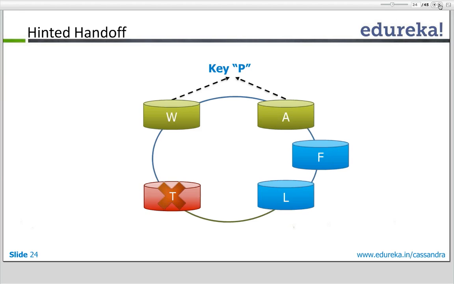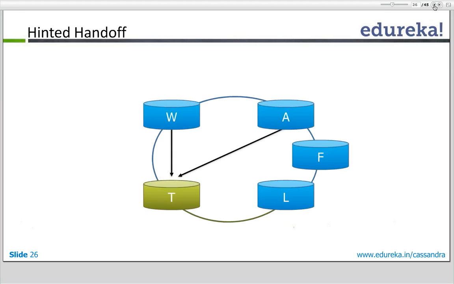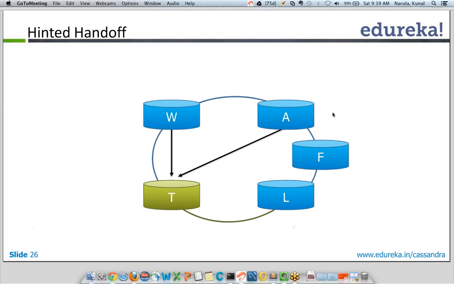So the hint will go to the one who will take the data for key P. The hint will be associated with that. And suppose now, I got a response: hinted handoff, it will go down. No, that's not the correct answer.